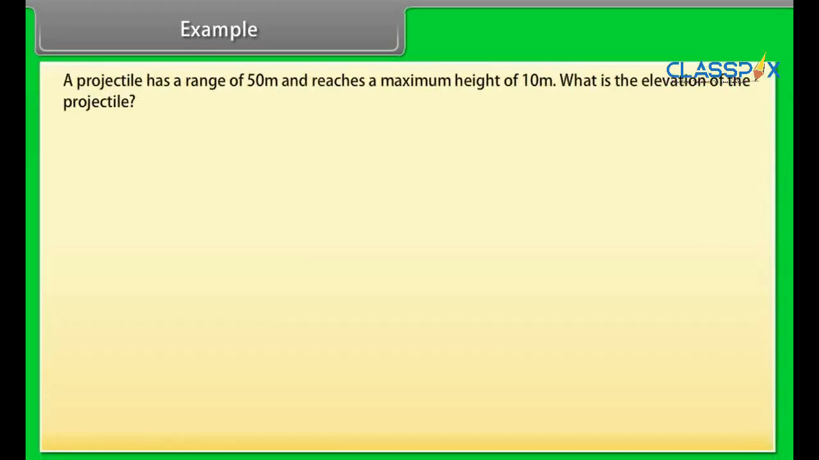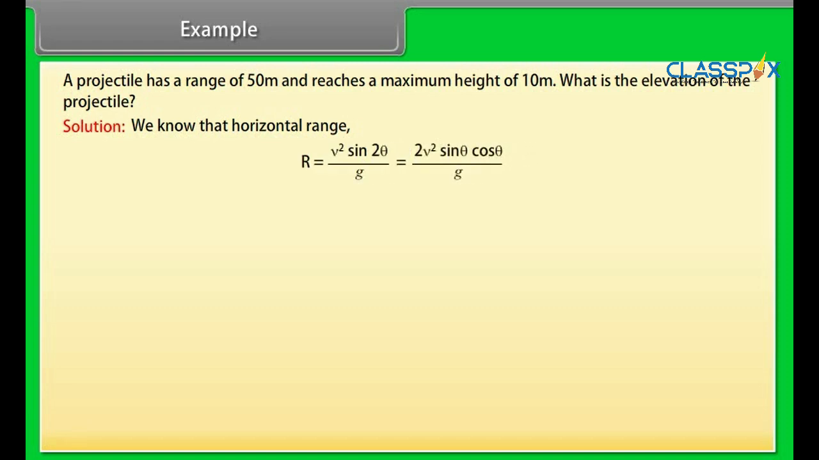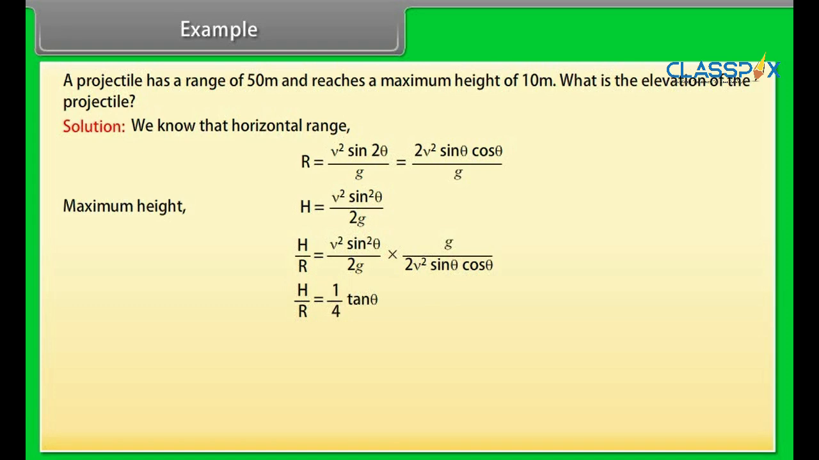Example. Let's take an example of projectile motion. A projectile has a range of 50 meter and reaches a maximum height of 10 meter. What is the elevation of the projectile? Let's see the solution. We know that horizontal range is equal to v square sin 2 theta divided by g. We derive the relation between height and range given by h upon r is equal to 1 by 4 tan theta. On calculating this equation, we get the value of theta equals 38.66 degree.